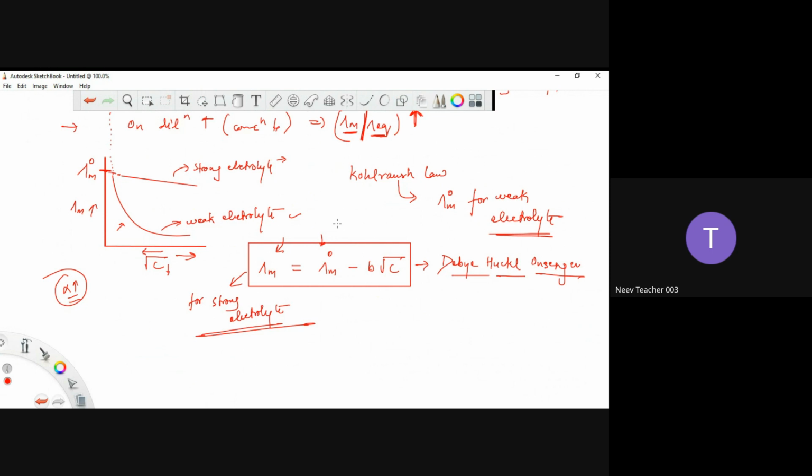Any idea? No, nothing. See, that increment is very small. Though the increment is there, it is very less, first of all. So that much change will not be seen as we see in the case of a weak electrolyte. But when we talk about dilution, the solvent molecules are going to increase.